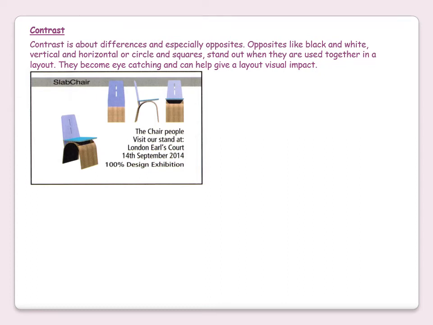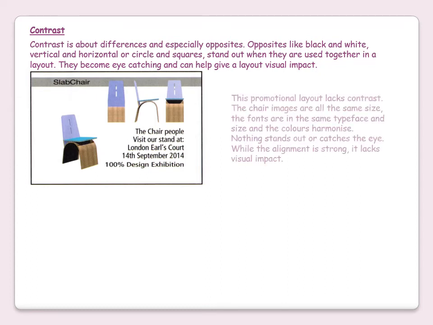Here in this example, there is no real contrast. This promotion lacks contrast. The chair images are all the same size, the fonts are in the same typeface and size, and the colours harmonise. Nothing stands out or catches the eye. While the alignment is strong, it lacks visual impact.